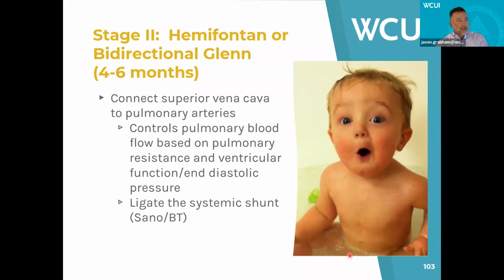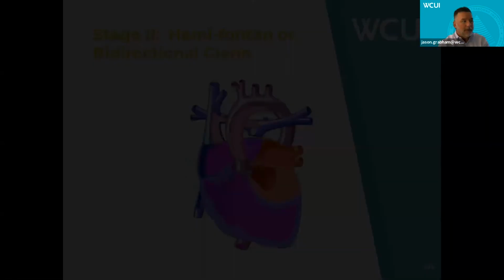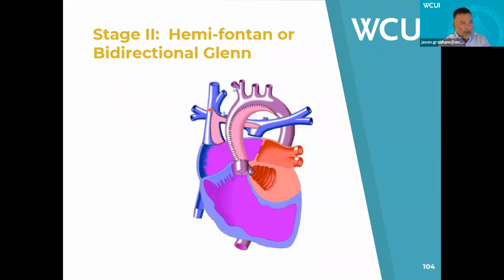And then we get to stage two, and that's the Hemi-fontan or bidirectional Glenn. Again, we're staging this operation out. The goal of the Hemi-fontan or Glenn is to connect the superior vena cava to the pulmonary arteries. So we're going to remove the superior vena cava from the heart. Instead of going back to that right atrium, all that flow from the upper extremities is going to be anastomosed directly into the right branch pulmonary artery. When we do that, we'll take down or ligate that BT shunt in this case.